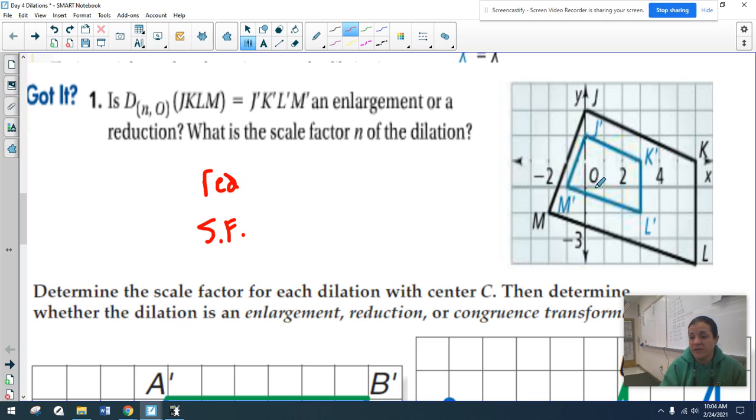So a quick fix, an easy way: if you have a vertical or horizontal line, you don't need to do the distance formula. You could do the distance formula for M'L' and ML, but you've got a vertical line, so you don't have to mess with it. If you have a vertical or horizontal line, count the spots. This is 2. This is 1, 2, 3, 4. So vertical and horizontal lines you can do that with. Make sure your prime's on top. So 2 over 4 is going to give me a half. Okay?